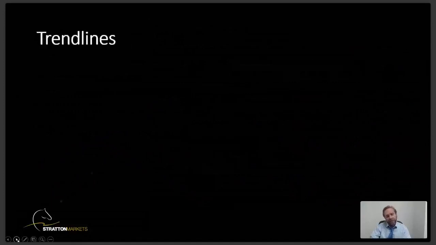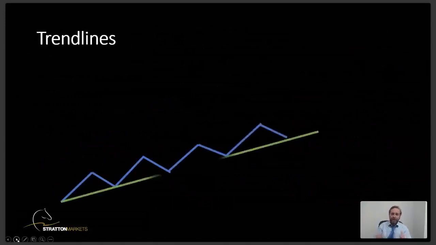As we discussed in the previous slide, this is what an asset tends to do. It goes up, down, up, down, up, down. Now, what traders who use trend lines tend to do is draw a trend line connecting the lower lows if it's an uptrend, or connecting the lower highs if it's on a downtrend. They simply draw the trend line themselves.